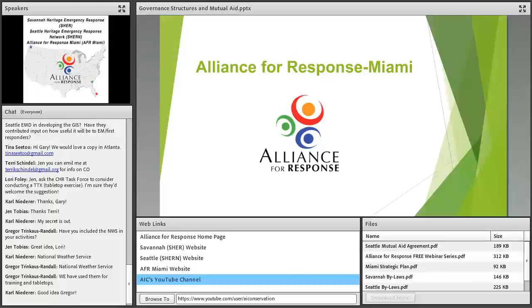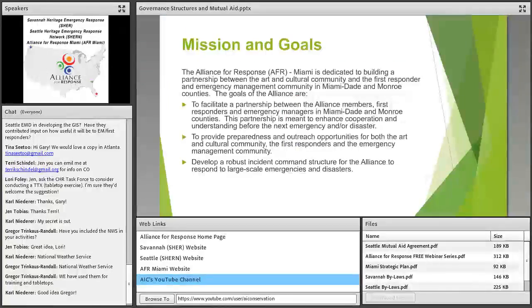Our mission is, AFR Miami is dedicated to building a partnership between the art and cultural community and the first responder and emergency management communities in Miami-Dade and to our south, Monroe County, which is the Key West area. Some of our goals are to continue this partnership between the Alliance members and the first responders. The partnership is meant to enhance cooperation and understanding before the next emergency or disaster.